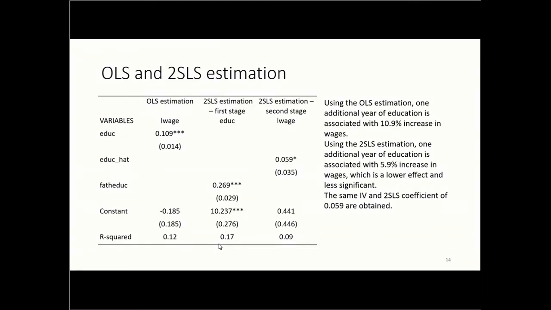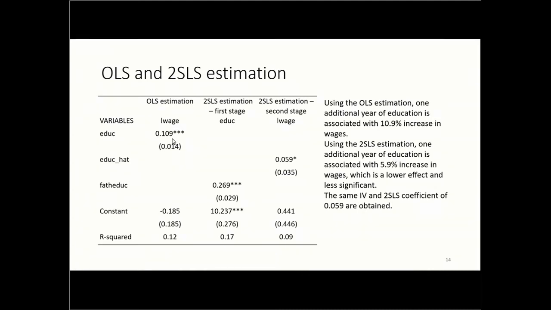Okay, so let me show you the results. So here what we have is the OLS estimation, then we have the two-stage least squares estimation, the first stage and the second stage of the two-stage least squares estimation. So here we have log of wages as the dependent variable, education being the independent variable, and this is the coefficient here. So the OLS estimation again ignores the fact that education may be endogenous and estimates this coefficient. So how we would interpret it here is that one additional year of education brings a 10.9% increase in wages.